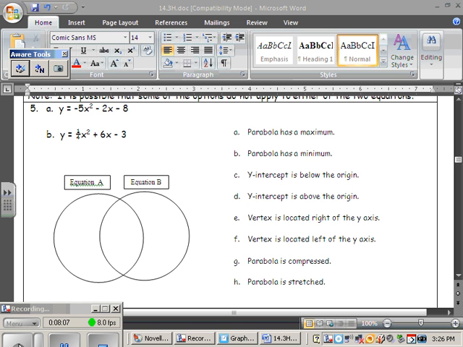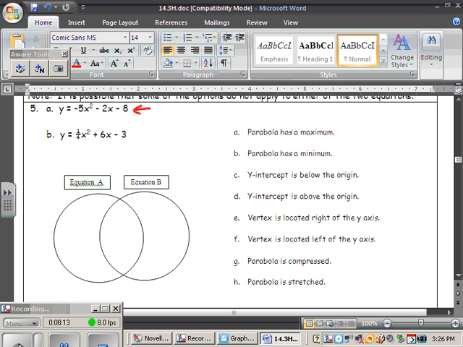In this particular problem, we're going to identify the similarities and differences between the graphs of these two equations, but notice we don't even have a graph to use. So let's see what our options are. Let's look at A and B. It says parabola has a maximum or a minimum. So a maximum means it goes upside down, because that means it's got a high point. That's a maximum. A minimum means it's opened upward, because it has a low point.